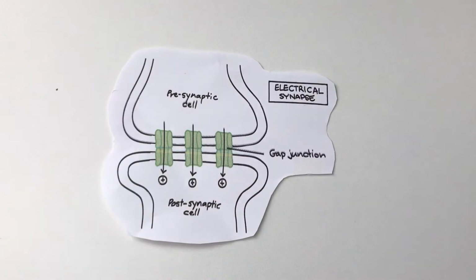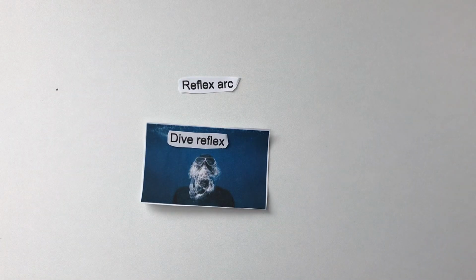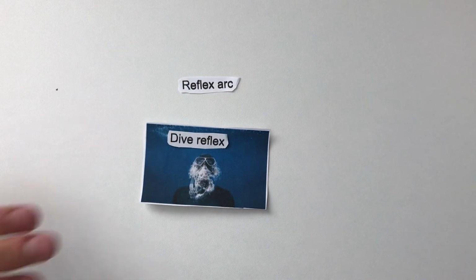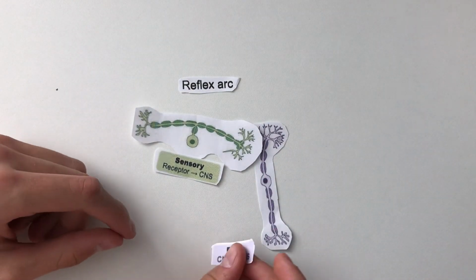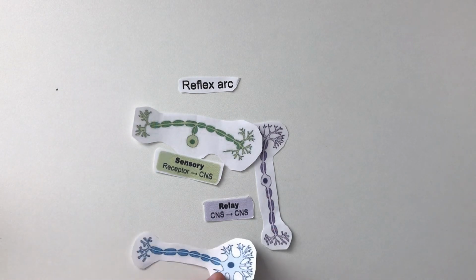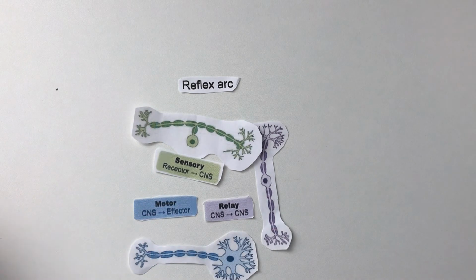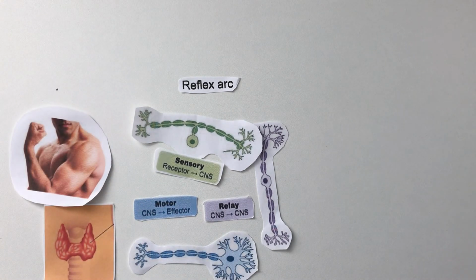Electrical synapses look like this. They are much simpler, and in turn much faster than chemical synapses, and so are found in reflex arcs. Reflex actions, such as the mammalian dive reflex, are when the electrical impulse bypasses the brain. It goes from the receptors down to the sensory neuron to a relay neuron in the spinal cord, and from there down a motor neuron to an effector, which can either be a muscle or a gland.